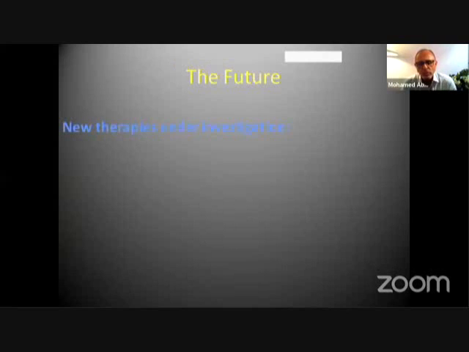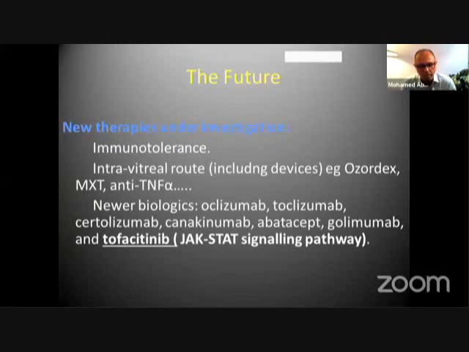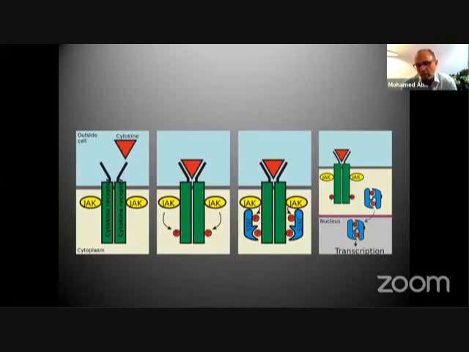So what's the future? New therapies are in preparation. Immunotolerance has been wished for since a long time. It's not clear if they are going to achieve anything with it. Intravitreal routes like Ozurdex and others, like methotrexate and anti-TNF injections, are being studied. New biologics and the new signaling pathway called JAK-STAT. This is a new exciting discovery, and they're trying to target this pathway. Thank you.